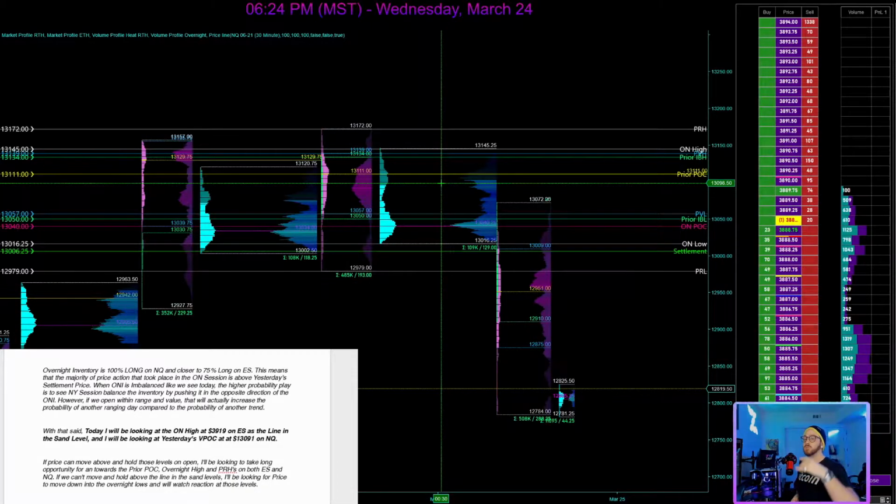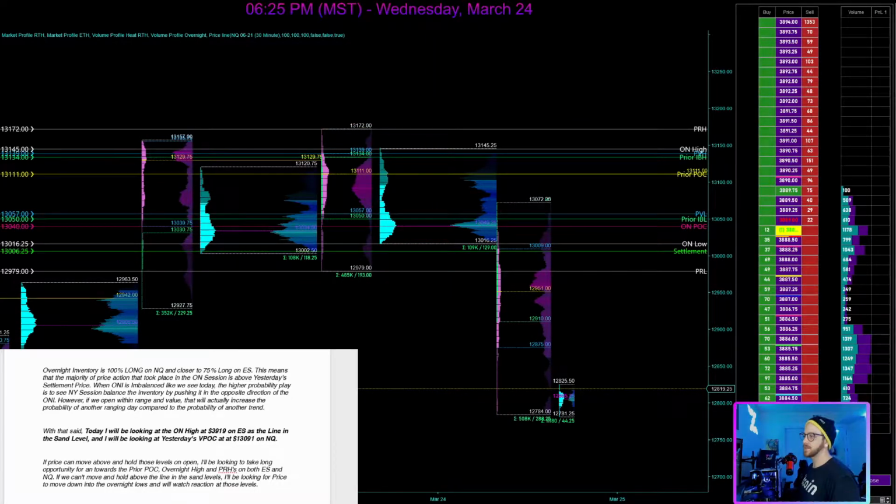So when we have a 100% long profile, there's a high probability that New York comes in and sells it off. If we have a 100% short profile, there's a high probability that New York steps in and buys it up. So that is something to keep in mind if you're getting into market profile or looking for new ways to utilize the profile and different strategies you can use with that.